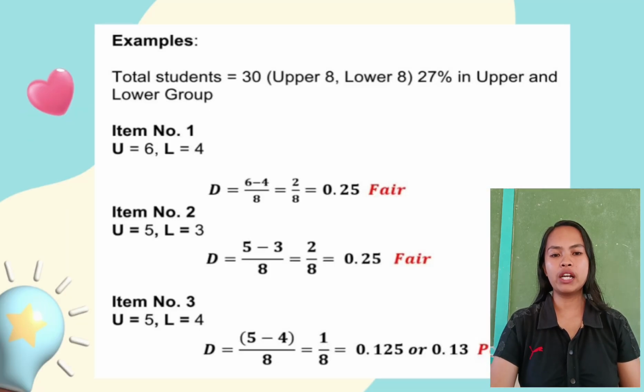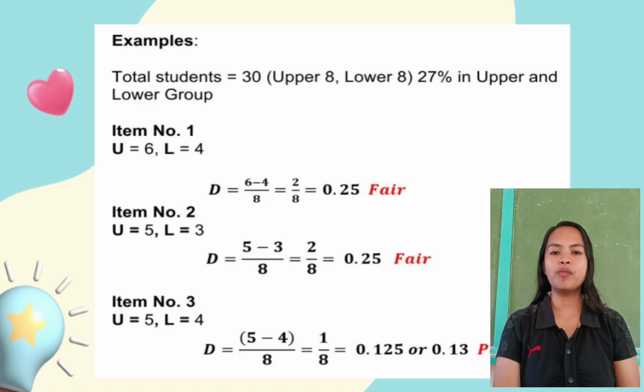So item number 1 has a correct answer of 6 in the upper group, while the lower group has 4. So we'll subtract, the result is 2, and we'll divide it by 8. The answer is 0.25. We'll proceed to item number 2. The correct answer on the upper group is 5, while on the lower group, it's 3. And now, as you can see, the result is the same as item number 1. I'll proceed to item number 3.